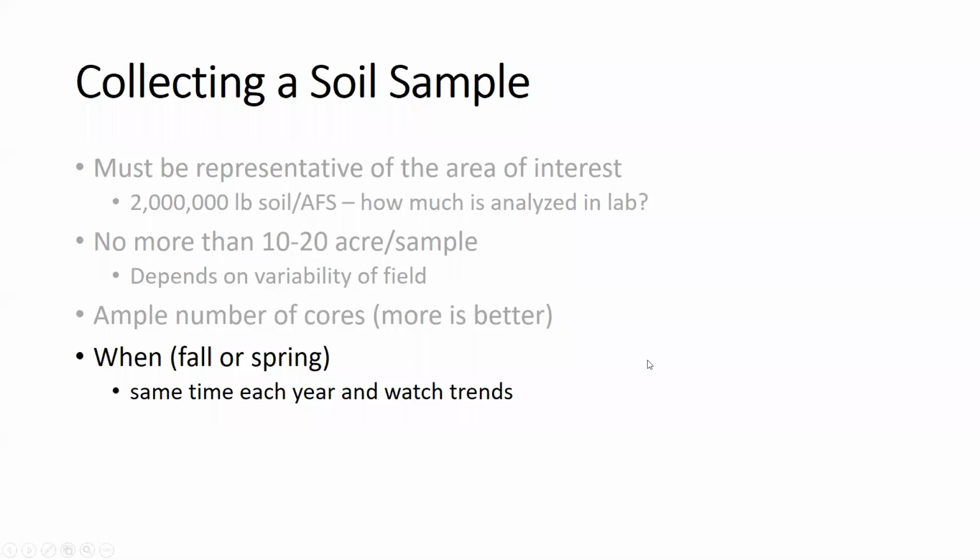So when do we sample? Is it in the fall or the spring? Really, that doesn't matter a whole lot. The more important thing is to do it the same time each year you sample and watch the trend. So if you sample in October or November, try to sample October and November each year. If you happen to sample in February, March, April, go on and try to do that. So you have trends you can compare.